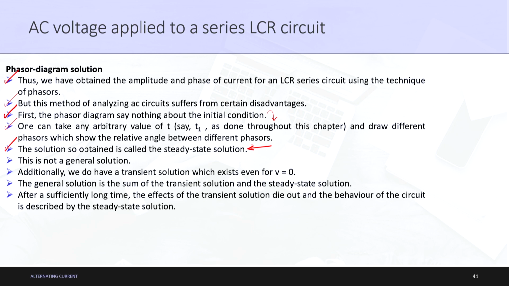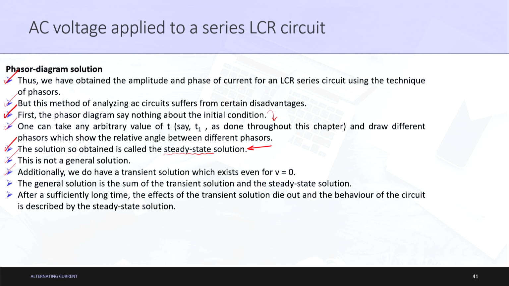So, please remember, this may also be asked in MCQ, that which type of solution is being obtained using phasor diagram solution. Please remember that only a steady state solution is being obtained using a phasor diagram solution. This is not the general solution; the general solution may be obtained using analytical solution. Additionally, we do not have a transient solution, which exists even for V equal to 0.